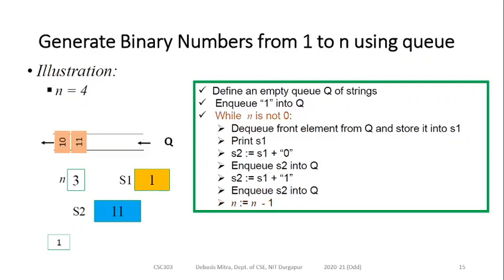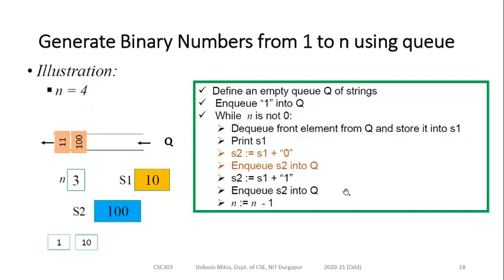So as usual, we'll dequeue the first element 10 and store it inside s1, and then in the next step we'll print it. So this is our second output 10. The decimal equivalent is 2. We are going in properly, fine. The next, again we'll update the value of s2 by appending 0 on s1. So 100 will be the value of s2 now, and that 100 will be enqueued into Q.